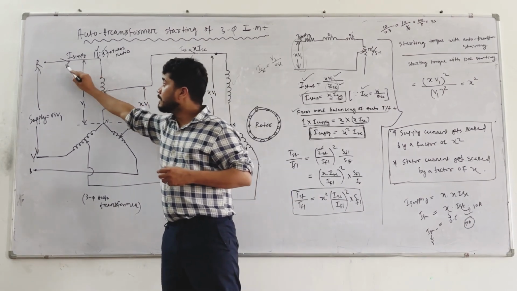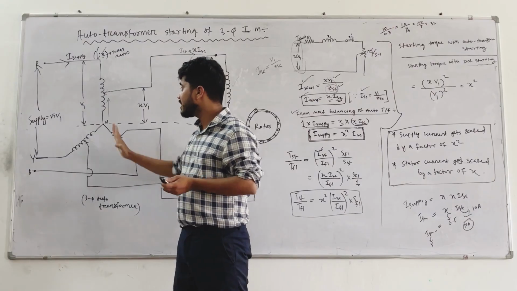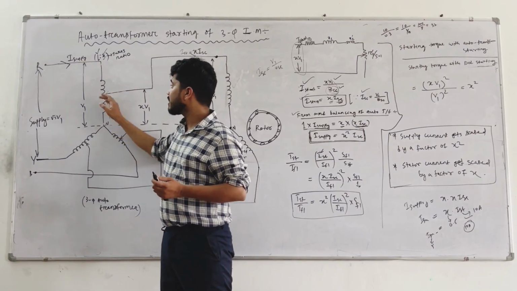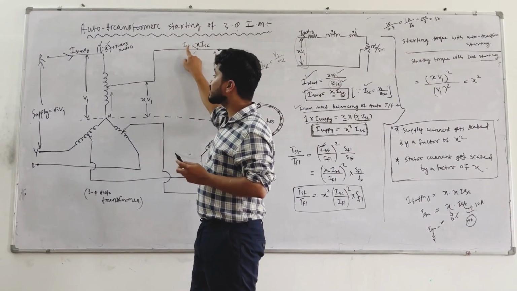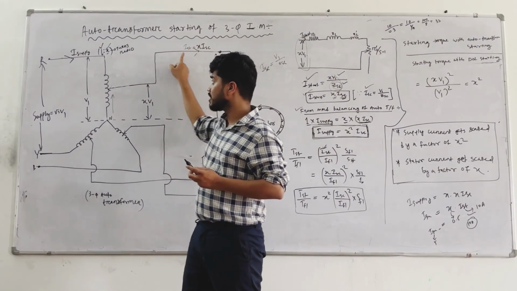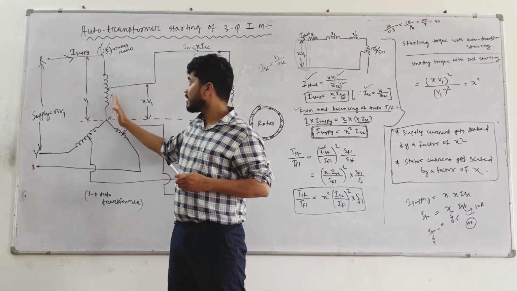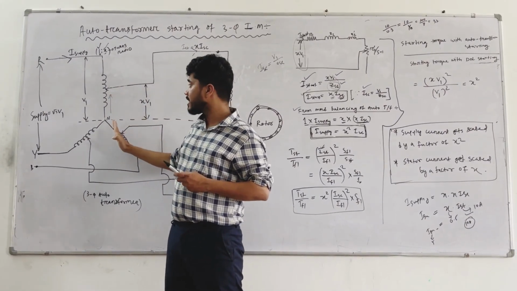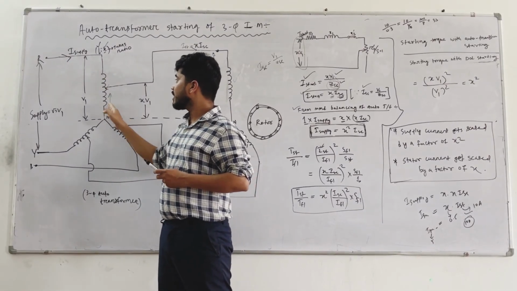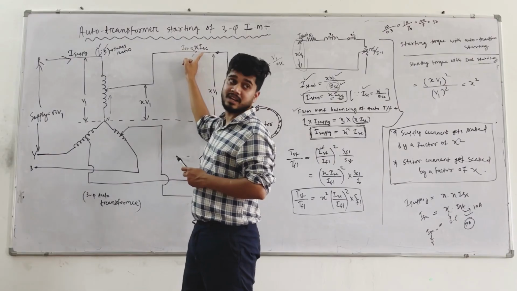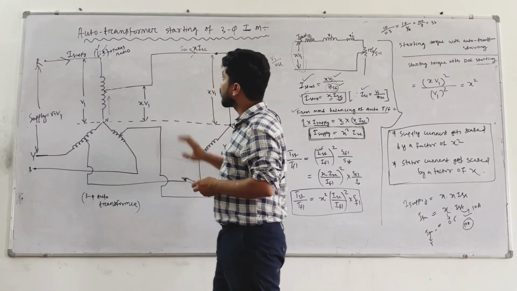Listen. This is the current. There is another current flowing in this way. So this current and this current add and flow as starting current. So that's why starting current is more as compared to supply current. Understood? You can apply KCL over here. There is a current like this, there is a current coming in this way, and these two currents add up to give you this current. Understood? So this is the auto transformer method of starting.